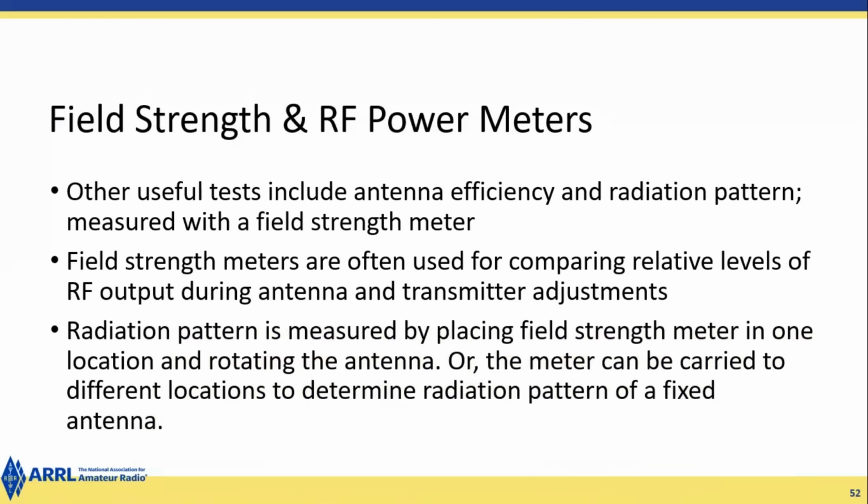Radiation pattern is measured by placing the field strength meter in one location and rotating the antenna, or the meter can be carried to different locations to determine the radiation pattern of a fixed antenna. That would be a very useful piece of equipment. I have had one. I've done some antenna measurements. Antenna measurements are very difficult to do, though.